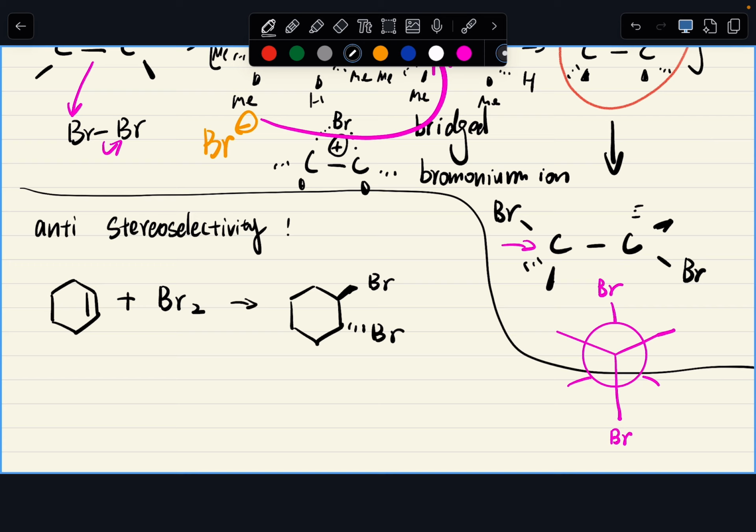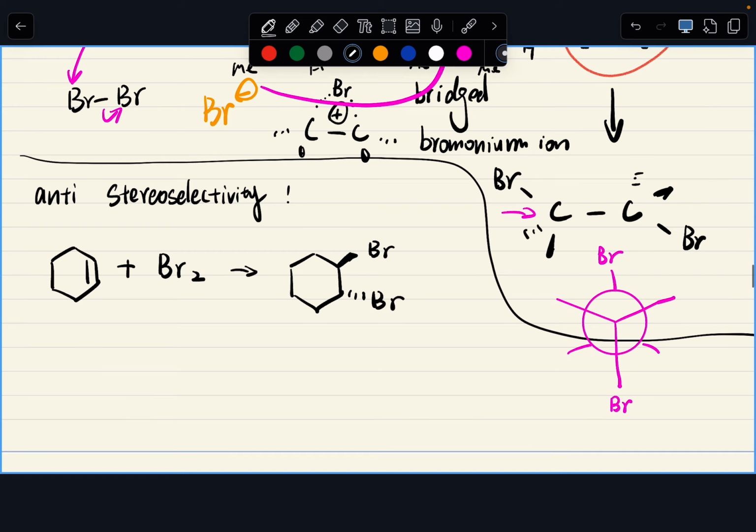Now, what's the favored conformation of this 1,2-dibromocyclohexane? And you know how to draw the chair conformation, right? So the 1,2-dibromo trans to each other. Well, let's just do a chair. 1, 2, so one down, the other up. So that's a more stable chair conformation with both of your substituents in the equatorial position.